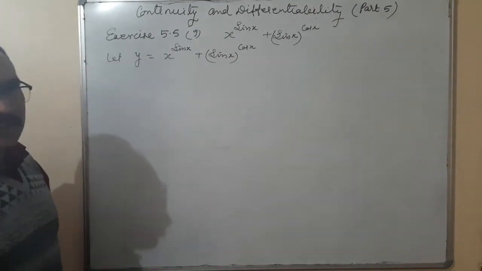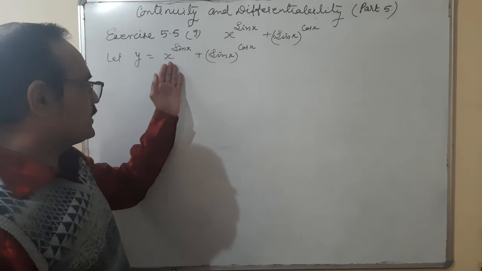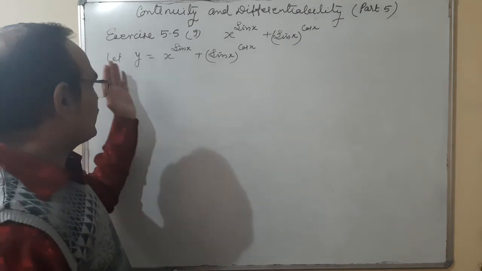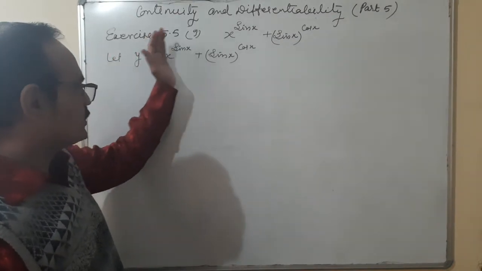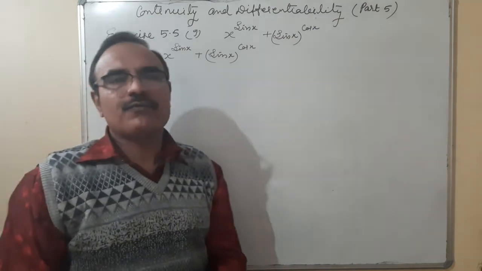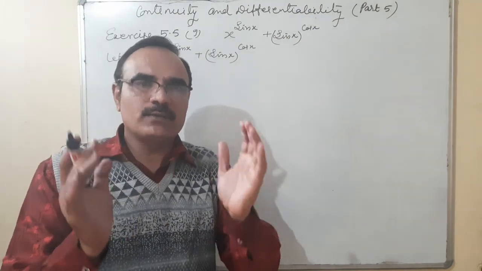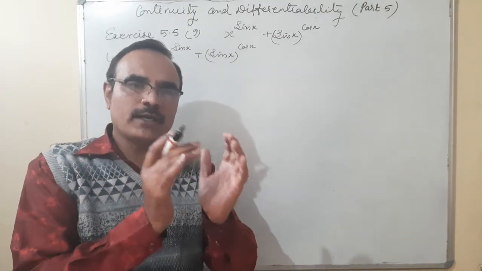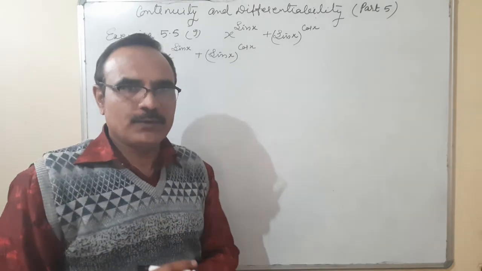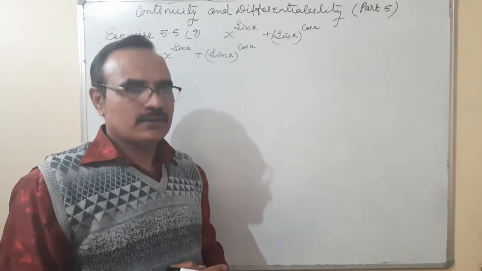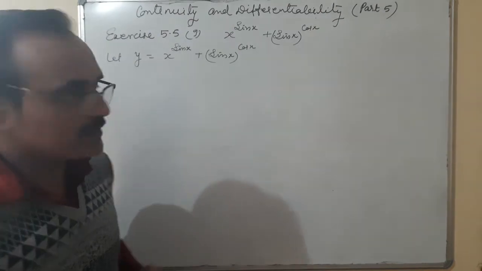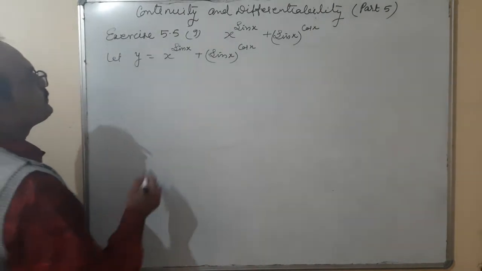Taking log on both sides directly we cannot do it, because there are two terms, and we cannot write log y as log this plus log this, because we don't have a formula for log of (a plus b). We have a formula log a into b is equal to log a plus log b. So here we'll have to do the same thing, as in question number 6, where we used this method.